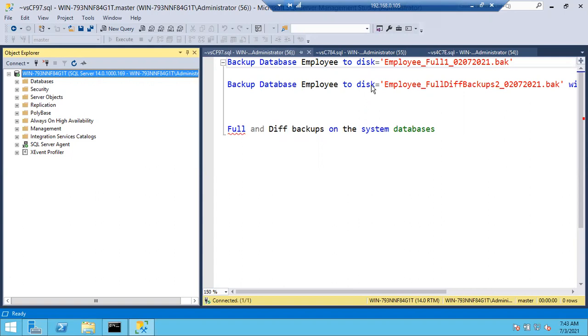Okay. So yesterday we discussed the full backup and the differential backup. So what is a differential backup? What will it do? Once the full backup is done, for the next full backup, in between, whatever time we have, it will take the backup of that.